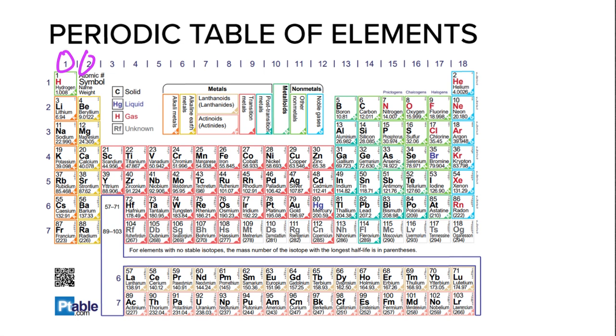So let us jump to group number 13. Group number 13 has 3. How? Because in group number 13, 14, 15, 16, 17, and 18, we are going to see the ones digit. And here group number 13 has 3 valence electrons, group number 14 has 4, and so on.